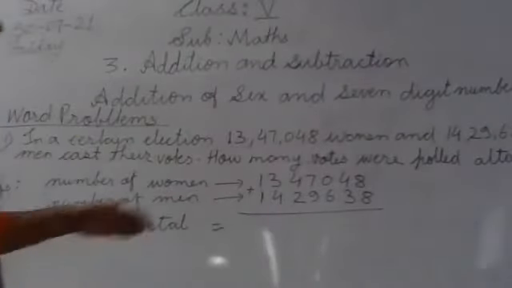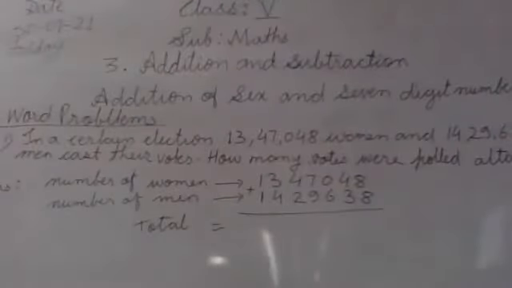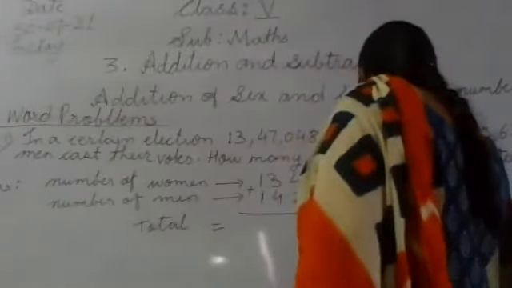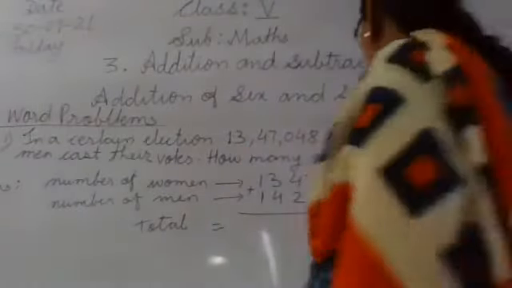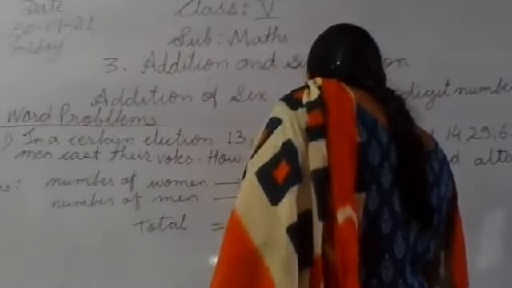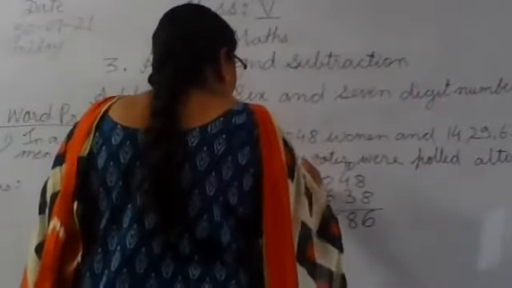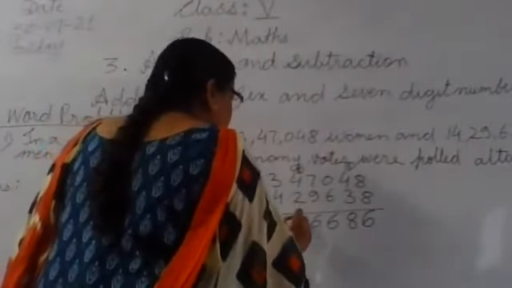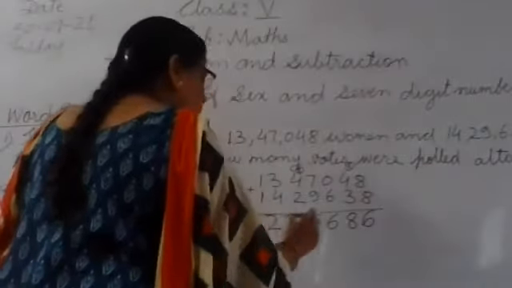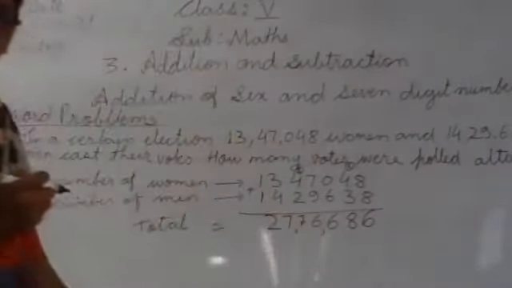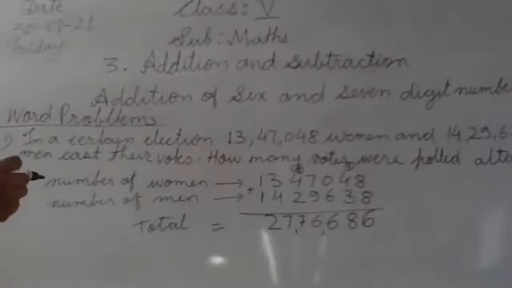Okay, so again we will start adding from the right side. 8 plus 8, 16. We will carry only 1 here. 4 plus 1, 5. 5 plus 3, 8. 0 plus 6, 6. 7 plus 9, 16. 4 plus 1, 5. 5 plus 2, 7. 4 plus 3, 7. And 1 plus 1, 2. Now, in the final answer, we will put the commas. Okay, so our answer is 27,76,686.